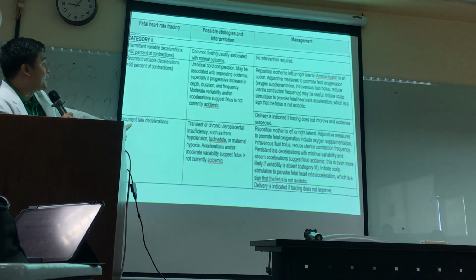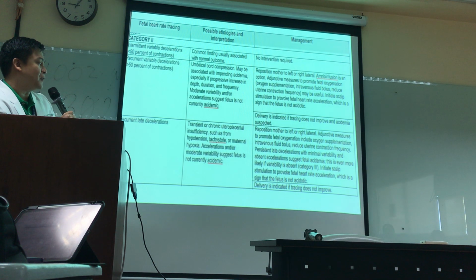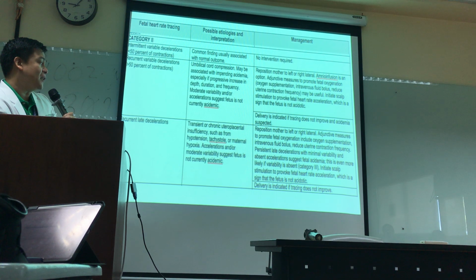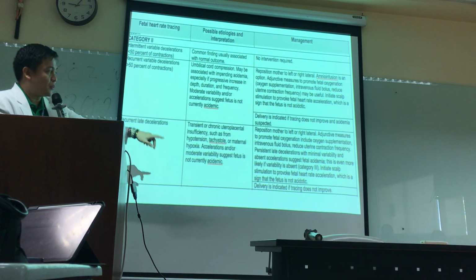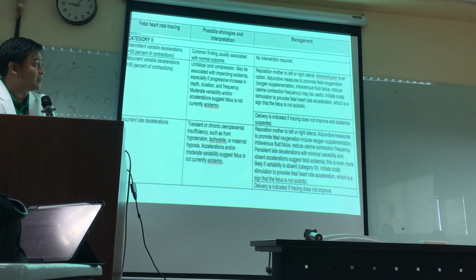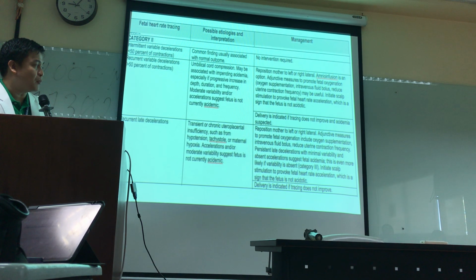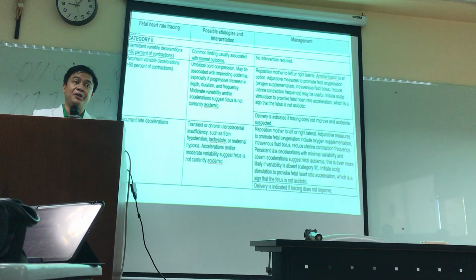Okay? For recurrent late deceleration, it could be a sign of transient or chronic uteroplacental insufficiency, such as from hypotension, tachysystole, or maternal hypoxia. Accelerations and or moderate variability suggest fetus is not currently acidemic. So you can reposition the mother to left or right lateral position. Adjunctive measures can be done to promote fetal oxygenation as well. But delivery is indicated if after resuscitative measures, tracing is not improved.